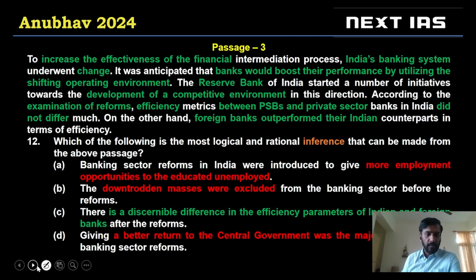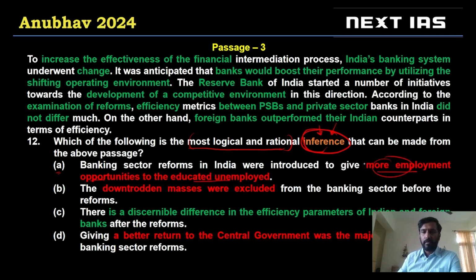Okay, let's see the question here. We're being asked to draw a valid inference. Let's look at option A. By the way, these words really don't play any role. In case they do, I'll bring it up. But in 99% of your questions, you are essentially interested in just this word. So, banking sector reforms in India were introduced to give more employment opportunities to educated unemployed. More employment is not discussed anywhere in the passage, so no evidence. Option A is incorrect. Educated unemployed also not discussed similarly.